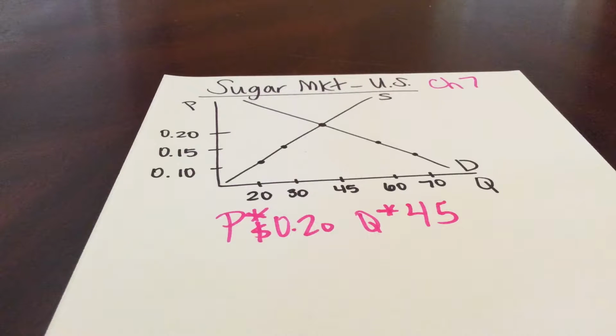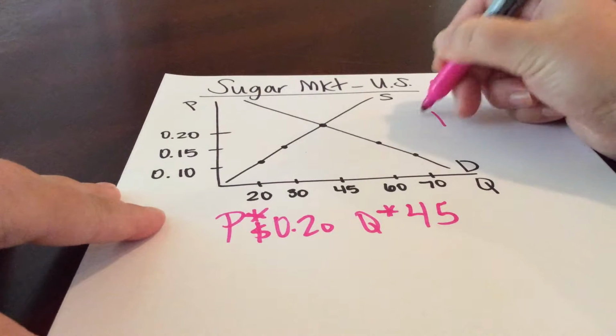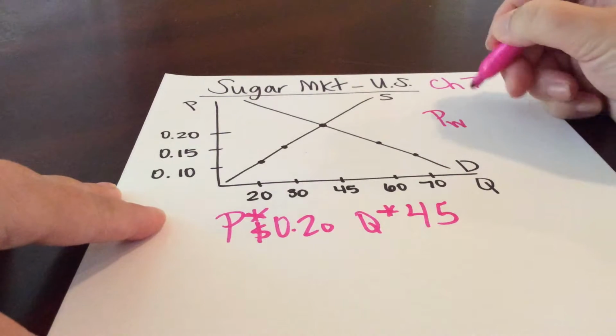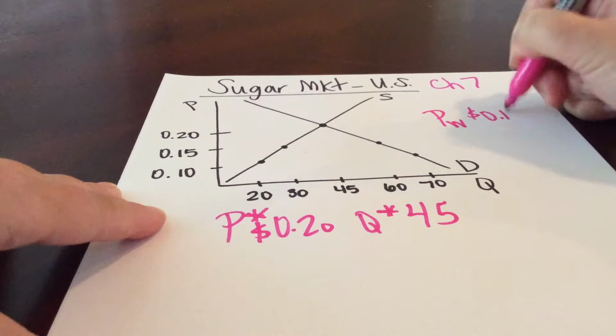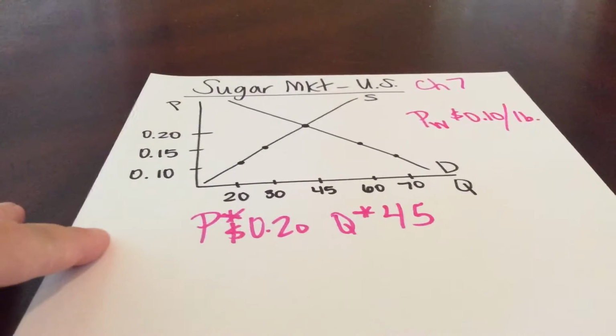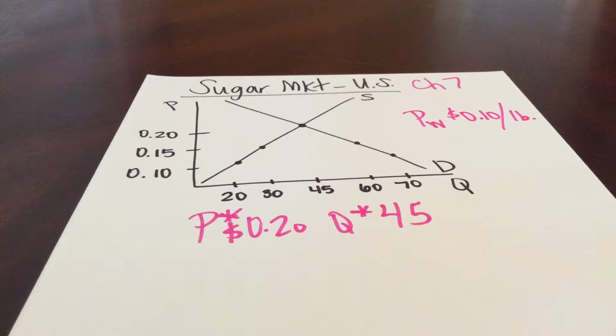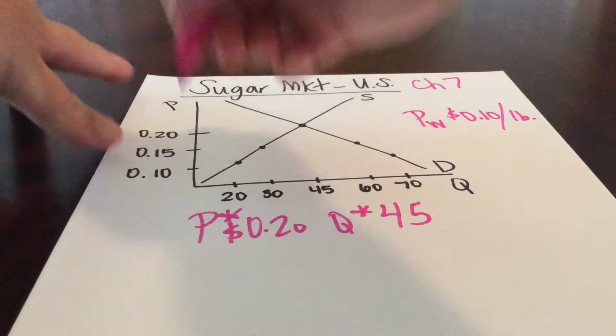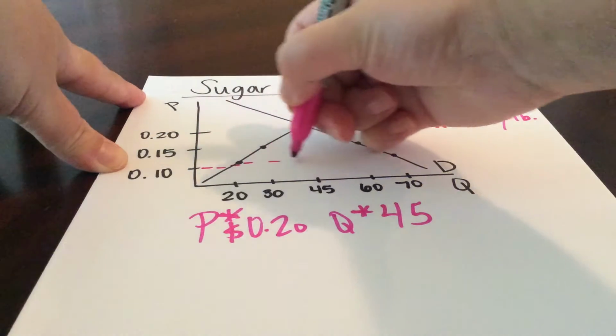But now let's open the U.S. up to the potential of international trade, okay? For this problem, we're told that the world price, the price in the world market for sugar, is going to be 10 cents per pound. At that world price, you need to figure out what U.S. consumers would demand, what our quantity demanded would be, and what our U.S. producers want to supply.